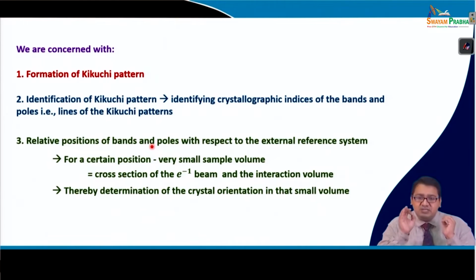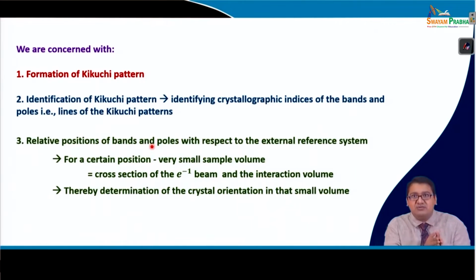So, from a very small sample volume in a polycrystalline material, the position which is definitely a single crystal because of the size of the sample volume, because of the cross section of the electron beam and the interaction volume, a Kikuchi pattern is obtained from that position, and then that Kikuchi pattern is basically analyzed to obtain, as I said, the relative positions of the bands and the poles with respect to the reference directions, and it is basically from those bands and poles that identification of the crystallographic planes with respect to this RD, TD and ND is obtained.